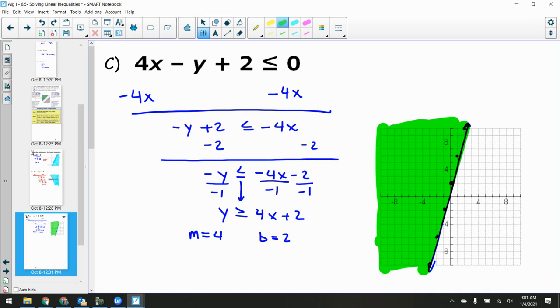Now what does that mean? Again, that means that any shaded point is a solution. Like negative 4 comma 0 should be a solution. Negative 8 comma 0 should be a solution. Negative 4 comma 4 should be a solution. You can kind of check yourself if you'd like to. You can go back in and plug those in.